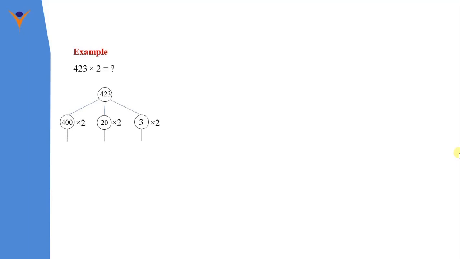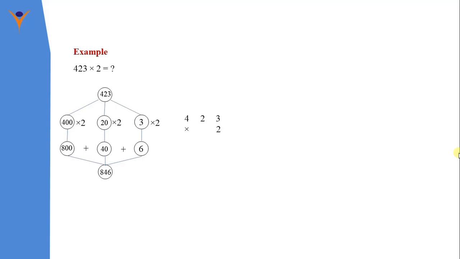So let's go. 400 times 2 is 800. 20 times 2 is 40. Then 3 times 2 is 6. All right. Now from here, we're going to add up our answers. 800 plus 40 plus 6. Those are the symbols of addition. So that gives us 846.